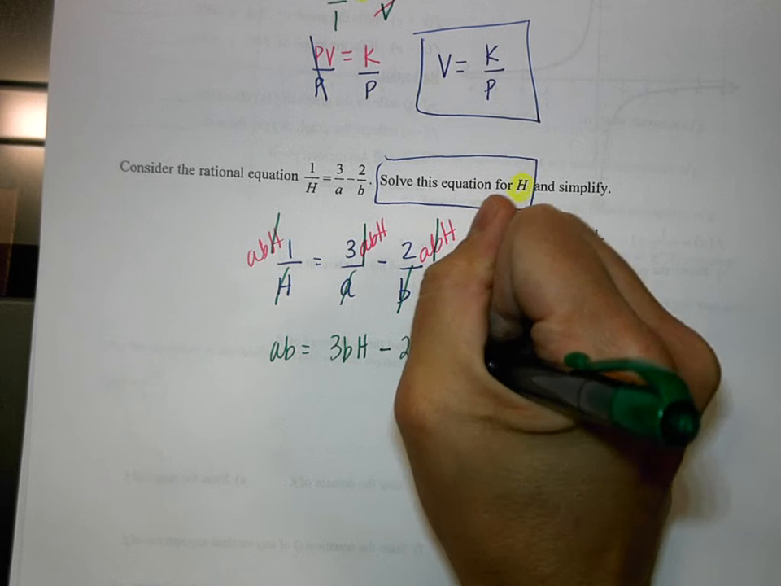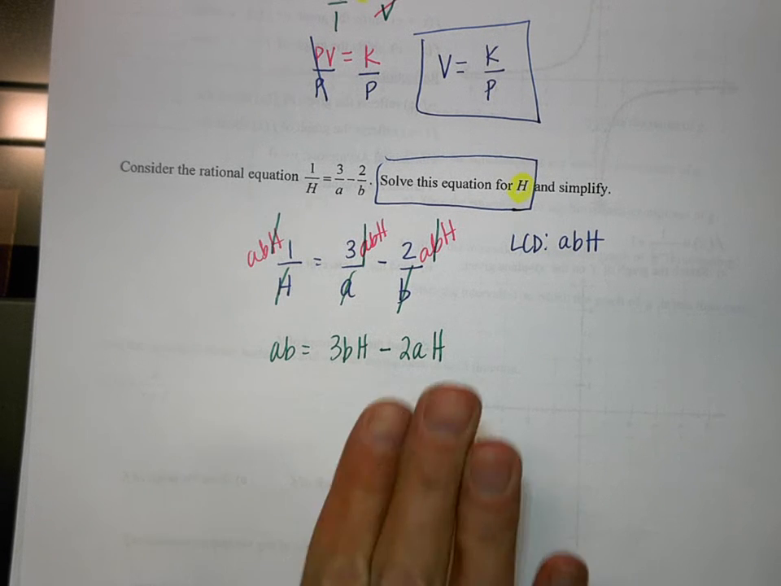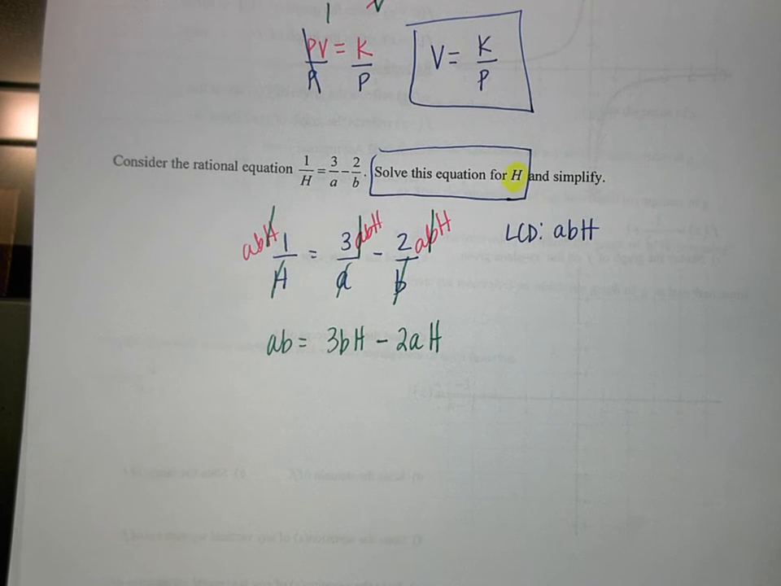2AH. Okay, so now that we've eliminated the fractions, let's go back and recall what they're asking us to solve for. And it's H. How are we going to get H by itself? Do you guys see right now how all the H's are on the right side of the equation? Do they both have H in common? How could I make them so that they're like 1H? Because right now I can't add or subtract because they're not like terms. Very good. Factor out an H.